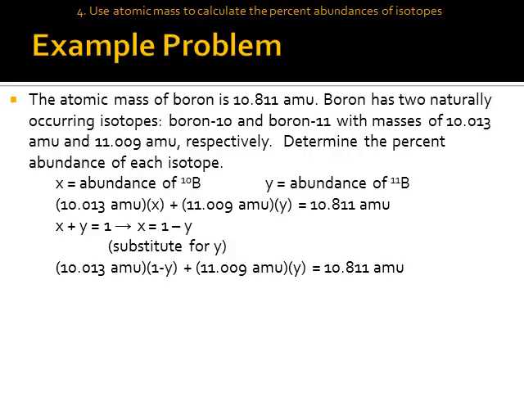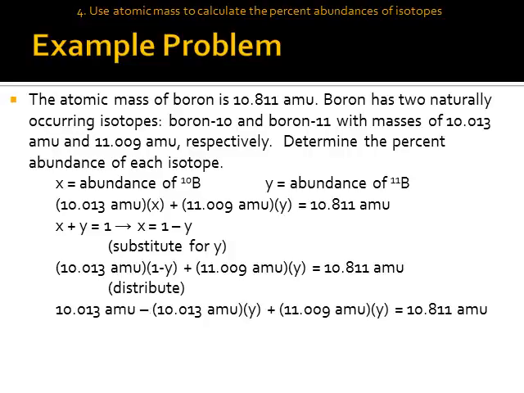So here's where all that algebra you've taken comes into play. If I'm going to solve this for Y, the first thing I want to do is distribute my multiplication here in these parentheses on the left side. So 10.013 AMUs times 1, that's just 10.013 AMUs. You see that here on the left. And then I take 10.013 AMUs times a negative Y, so that's minus 10.013 AMUs times Y. And the rest of the equation's unchanged.